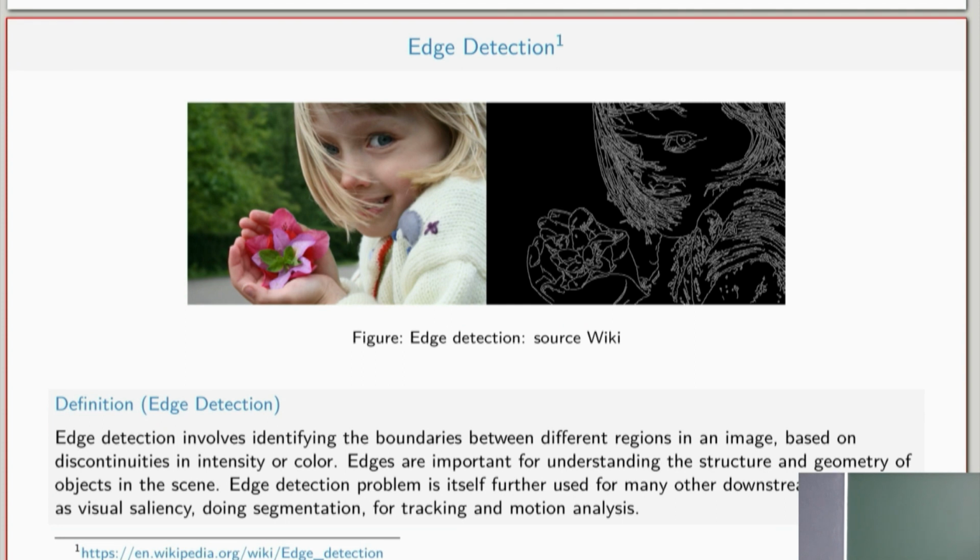Let us say we have edge detection. Here we are given an image and we are supposed to find the edges of this person. This could be the output given the input. Now this is a low-level task, and we will see how these things could be used in downstream tasks. We can define edge detection as identifying boundaries between different regions in an image based on discontinuities, it could be discontinuities in the intensity of the pixel and so on, and based on that you can find the edges in the image. So this is edge detection.